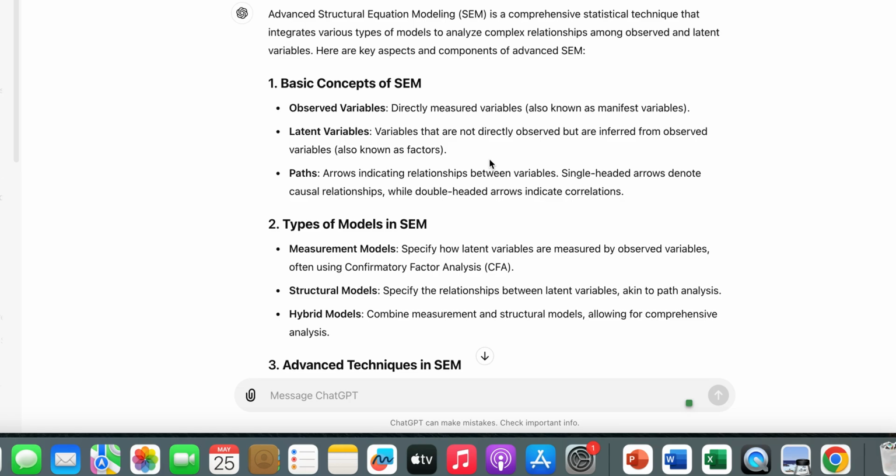Advanced structural equation modeling, we call it SEM, is a comprehensive statistical technique that integrates various types of models to analyze complex relationships among observed and latent variables. Here are key aspects and components of advanced SEM.